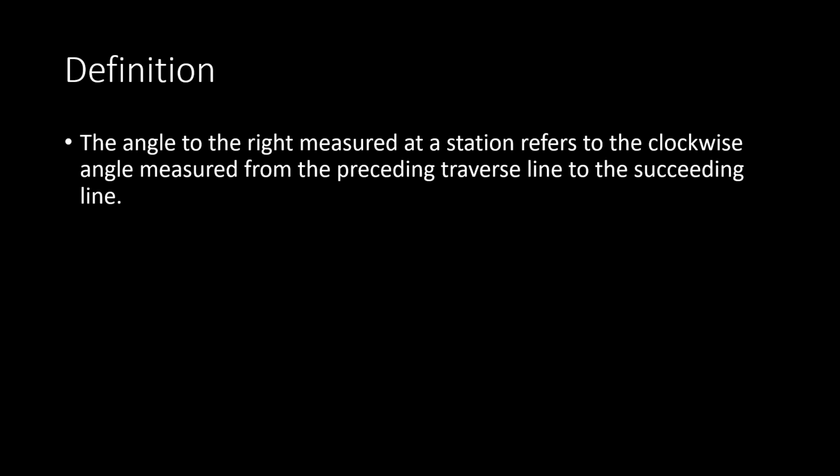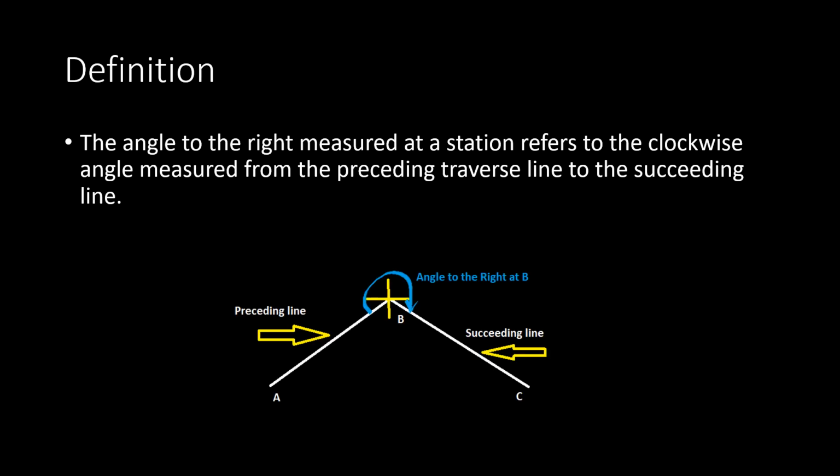We define the angle to the right at a station as the clockwise angle measured from the preceding traverse line to the succeeding line. So consider the traverse lines A, B, and C. Relative to station B, the preceding line is AB and the succeeding line is BC. So beginning from line AB, we measure the clockwise angle towards the line BC. So that is the angle to the right at station B.